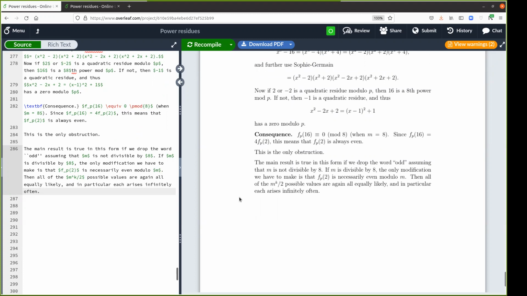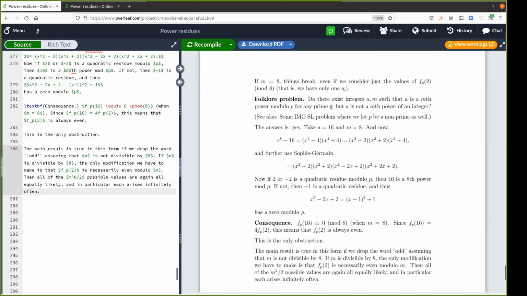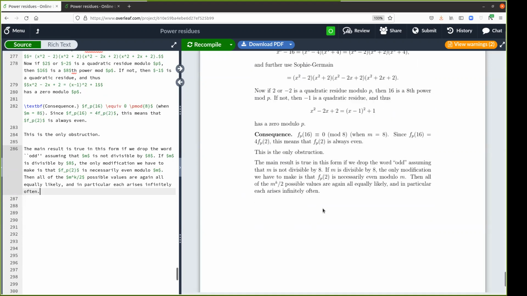Okay, yeah. So if m is not divisible by 8, then we have no issues at all. So for example, for cubic residues, 2 is not any special prime. It behaves like any other prime. But if m is divisible by 8, then this construction shows that we have something weird going on. And then we have to do a slight modification to the statement.